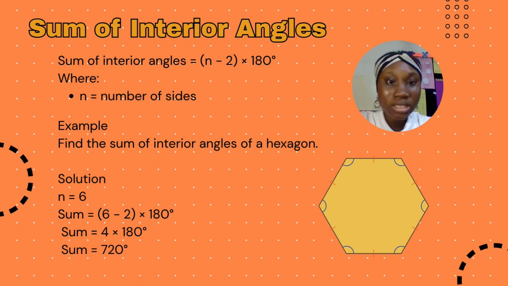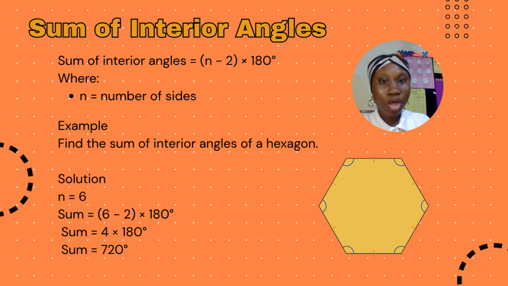Now, sum of interior angles. Interior, I told you, means the angles inside. You have interior angles and exterior angles. So, the sum of angles inside that particular polygon. How do we deal with that? The formula is n minus 2, times 180 degrees, where n simply means the number of sides. So first of all, count the number of sides that polygon has. When you count it, minus 2, and the answer you get is multiplied by 180 degrees. That's all.